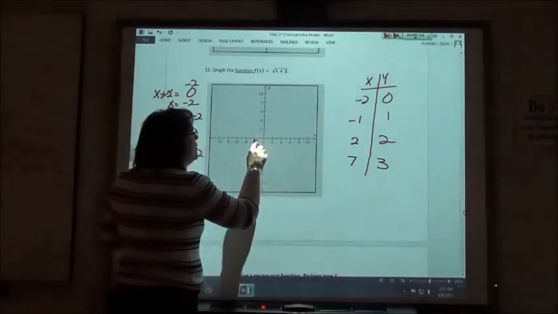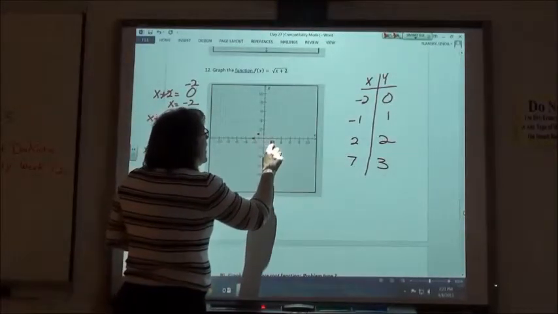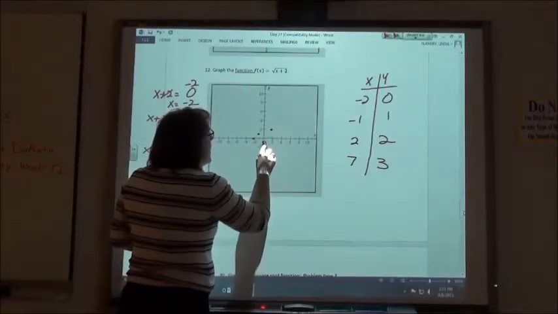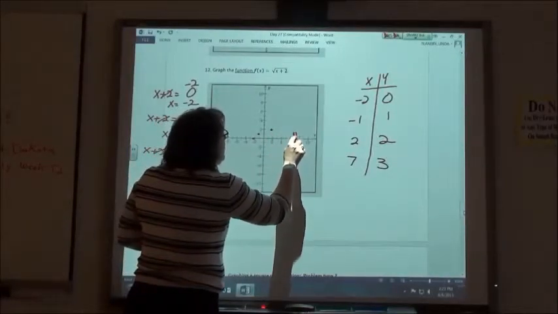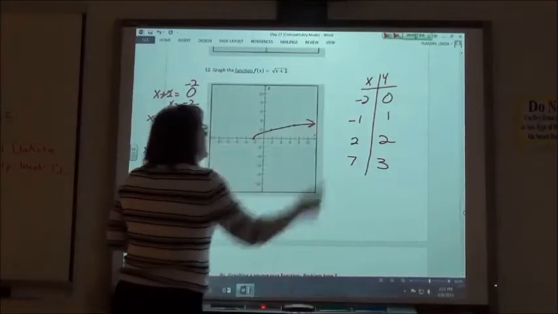So negative 2 is at 0. Negative 1 is at 1. Positive 2 is at 2. And positive 7 is at 3. 1, 2, 3. And so my graph looks something like that.